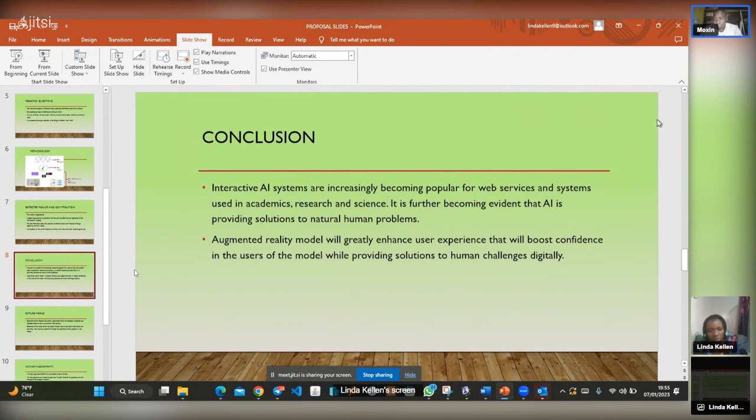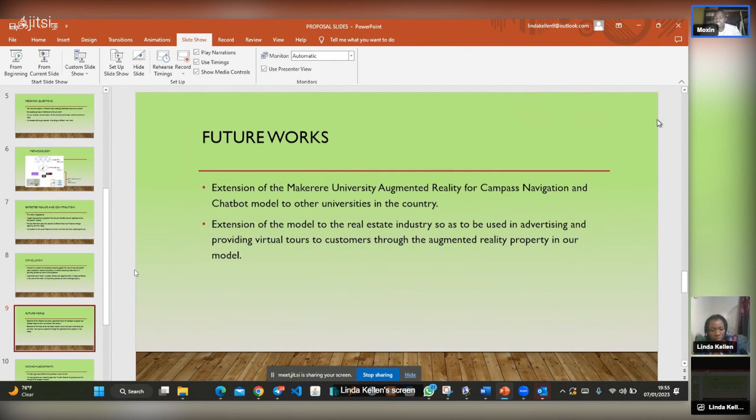Now, when we come to the future works that we're planning with this model, we look at the fact that if this is a successful model, if we implement it successfully, as we actually intend to do, we look at expanding this particular system beyond just the university premises, beyond just having it as a campus tool for students. We're looking at having it at a bigger scale, and that could be the real estate industry where people want to advertise their real estate, where customers would want to have a customer journey from the comfort of their homes. They're able to search information about a house.